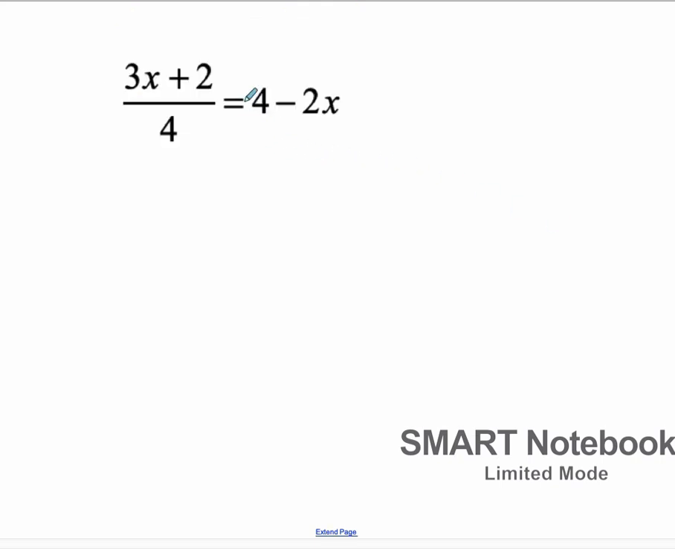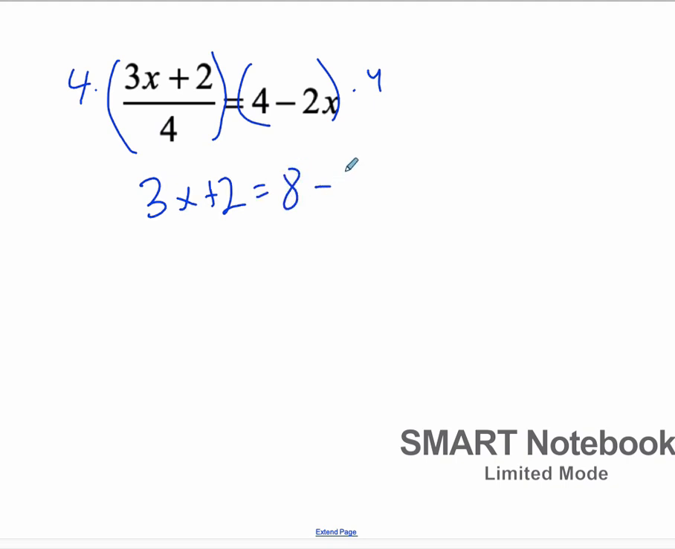Okay, next example, we have a fraction on the left hand side. So first thing we want to do is get rid of this fraction, and that's divide by 4. So the inverse operation of divide by 4 is multiply by 4. So we'll do that, and we get 3x plus 2 equals 16 minus 8x.